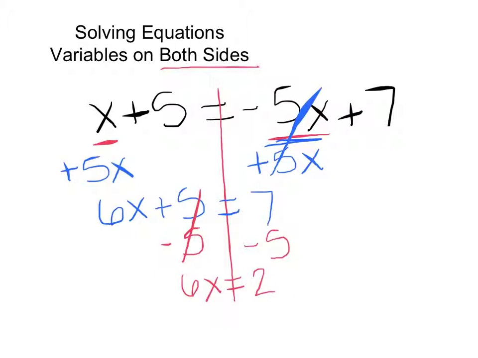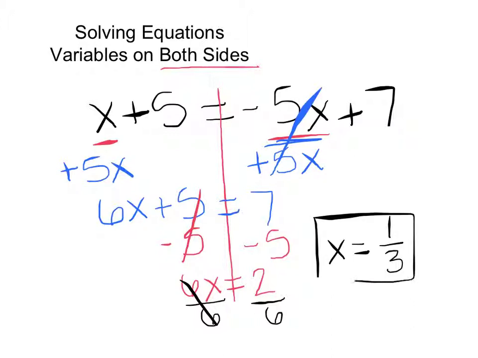Okay, now we have one last thing we need to do. We need to divide by 6 to get x all by itself. Divide both sides by 6. We get x equals 2 over 6. 2 over 6 is a fraction that can be reduced. 2 over 6 is the same as saying 1/3. So we were able to solve our equation with variables on both sides. We moved everything to one side, and then we solved it like we've been solving all the rest of our equations.